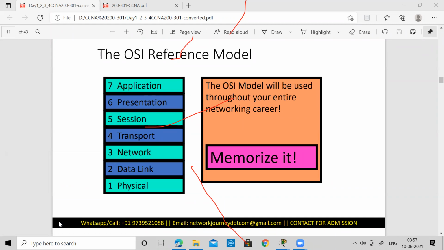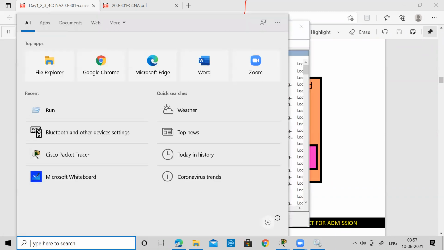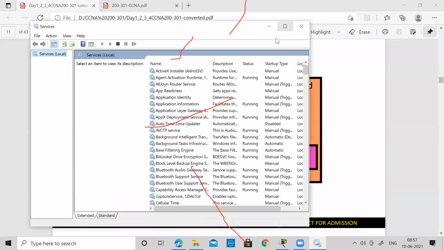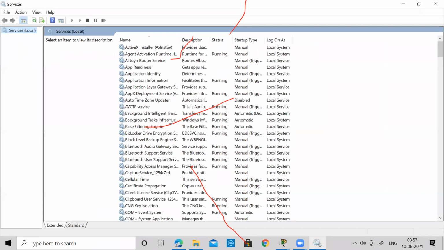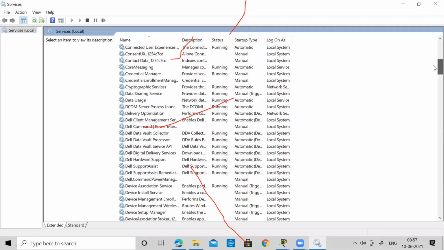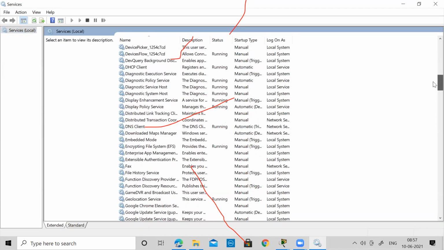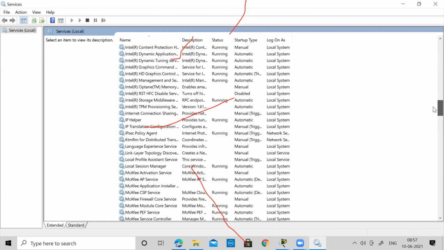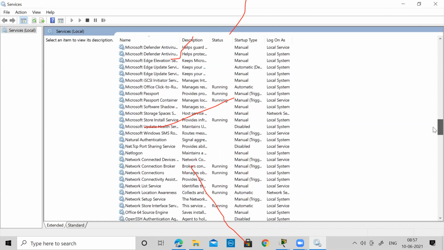When you click on this, you will see this kind of list. These are files which are running to support all your services, right from your wireless services and DNS services to all the services which are there. All the services are running in your system.